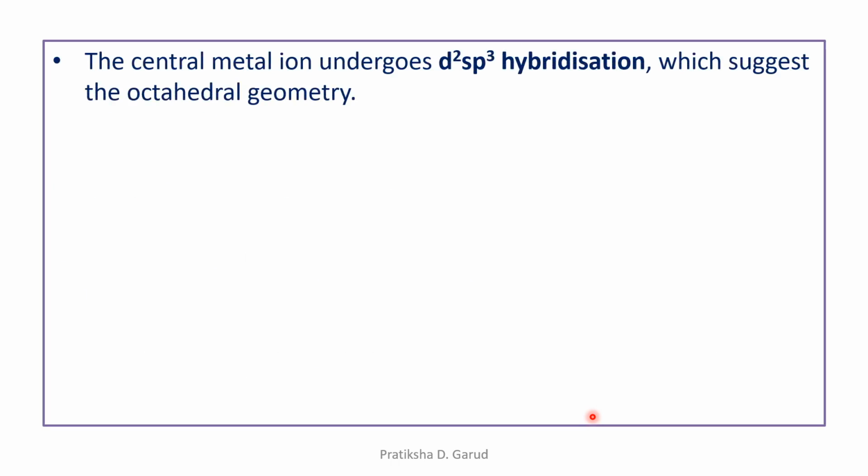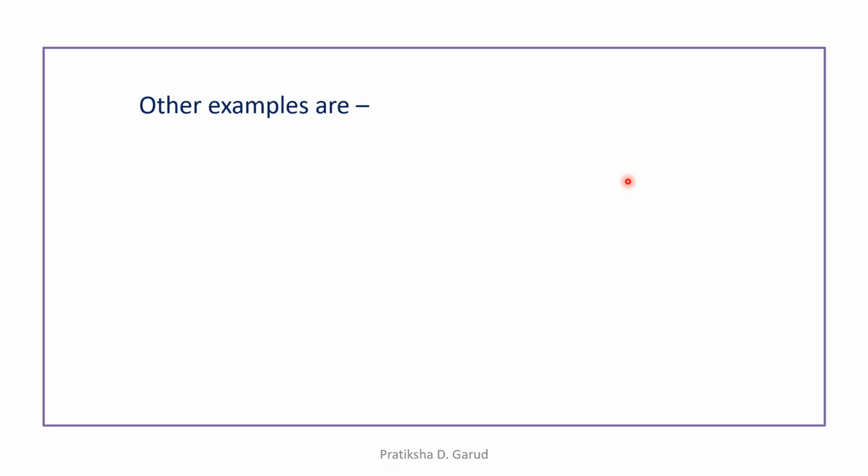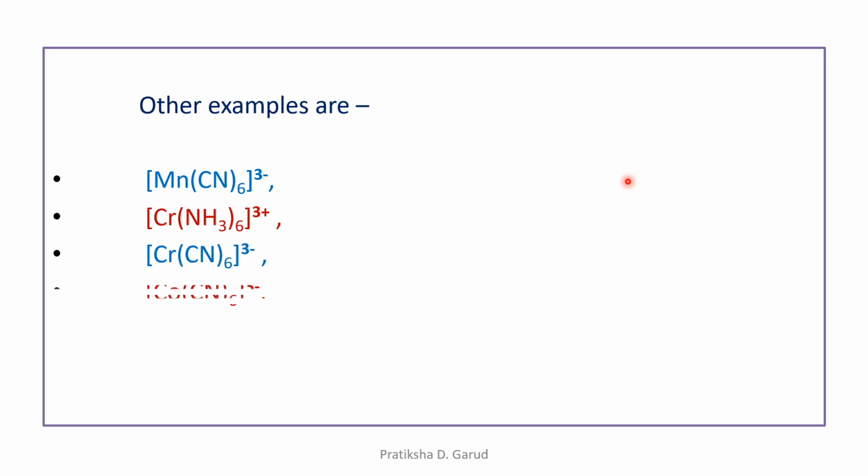The central metal ion undergoes a d2sp3 type of hybridization, which again suggests the octahedral geometry. So for this we are having the [Fe(CN)6]3-, which is having the Fe at the center and it is surrounded by the 6 cyanides octahedrally. Other examples are [Mn(CN)6]3-, [Cr(NH3)6]3+, [Cr(CN)6]3-, [Co(CN)6]3- and Cr(CO)6. Okay, so these are the examples for the d2sp3 type of hybridization.